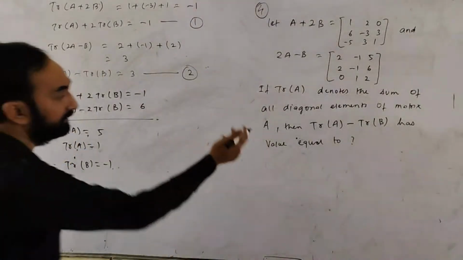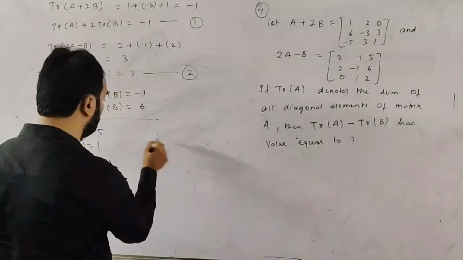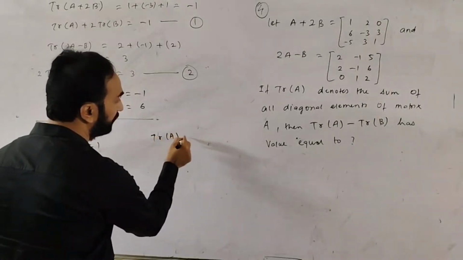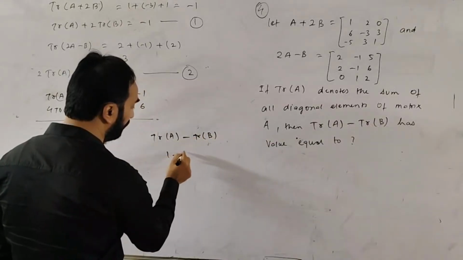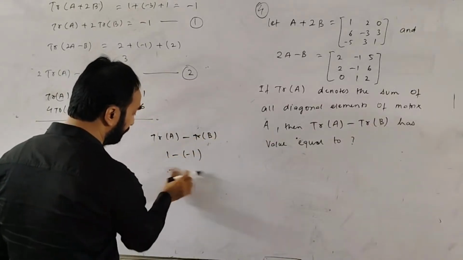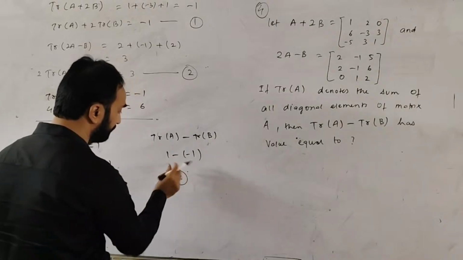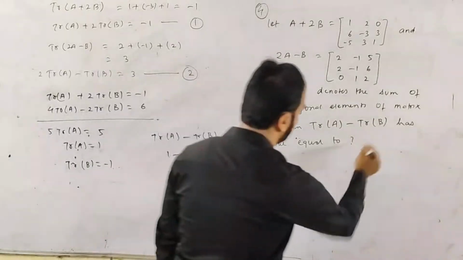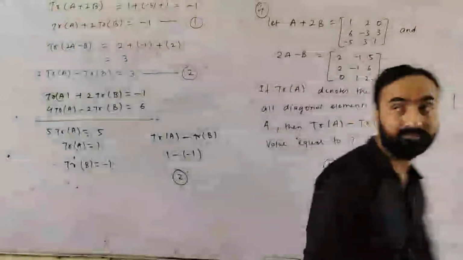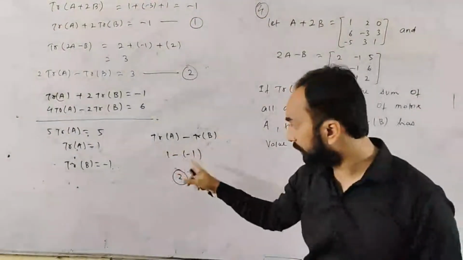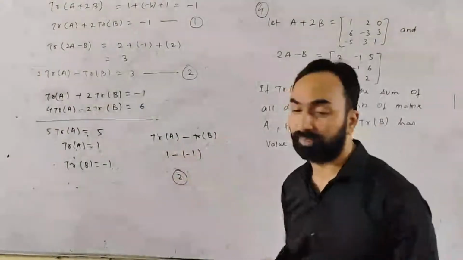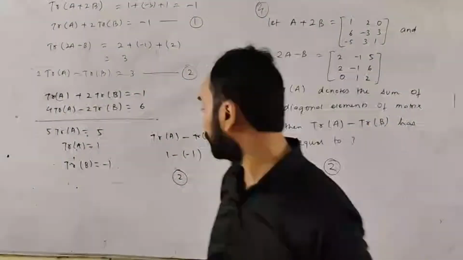But they are not asking trace of A and trace of B separately. They are asking trace of A minus trace of B. So this will become what? Trace of A minus trace of B is equal to 1 minus minus 1, and that is equal to how much? 2 is the answer. Final answer will be 2 here. Right? Trace of A minus trace of B, because trace B comes as equal to minus 1. So 1 minus minus 1, and the final answer will become 2.